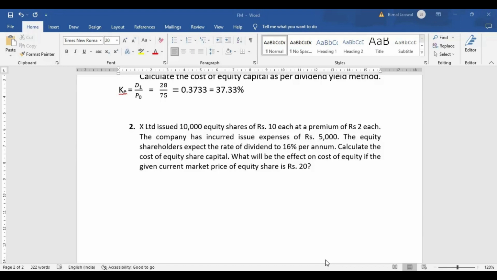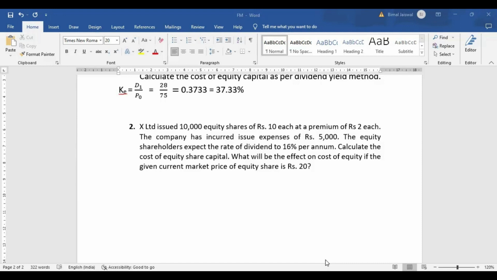The equity shareholders expect the rate of dividend to be 16% per annum. 16% of rupees 10, that will be 1.6. Rupees 1.6 will be the amount of dividend. Calculate the cost of the equity share capital. What will be the effect on the cost of equity if the given current market price of equity share is rupees 20?